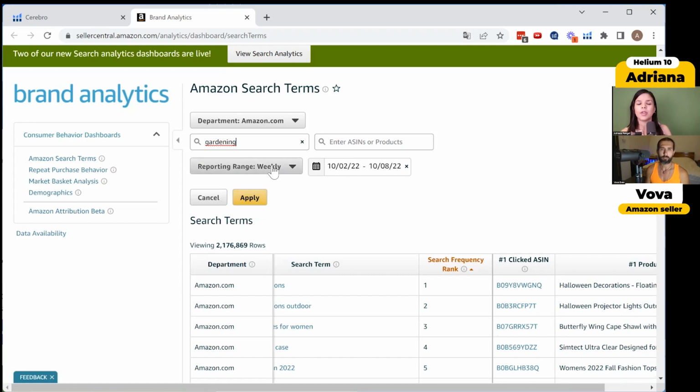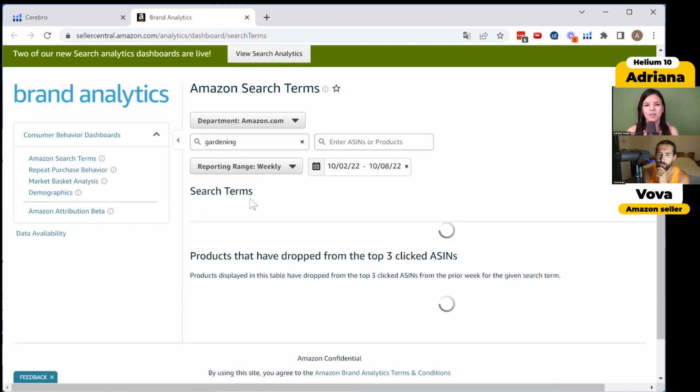So in here, you can see that we can look at this data in a weekly, monthly, or quarterly fashion. In here, I'm choosing weekly, and I chose the first week of October. I'm sure that the data here for gardening in October will be very different from the data we get in spring and in summer, right? Because that's when people are doing gardening. But yeah, let's take a look. Let's see what we find.